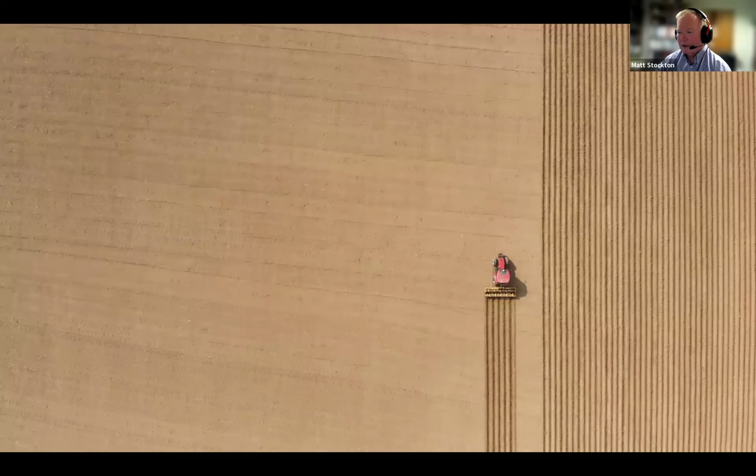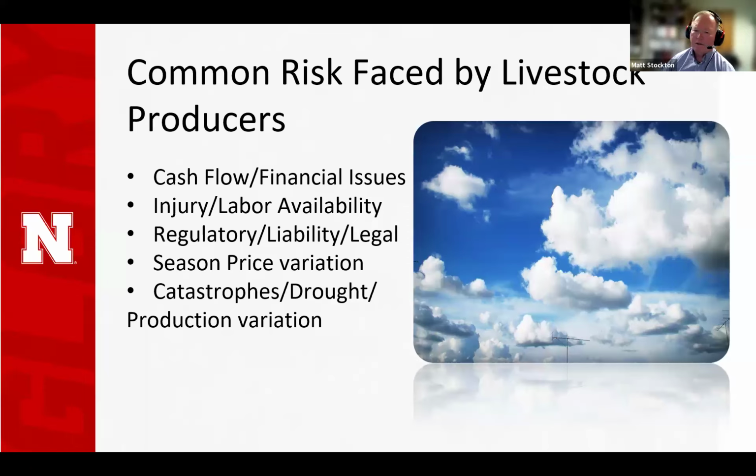This is an interesting picture. It's kind of cool. But anyway, common risks you face, and you guys all know what you face.